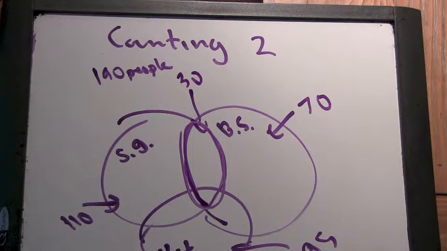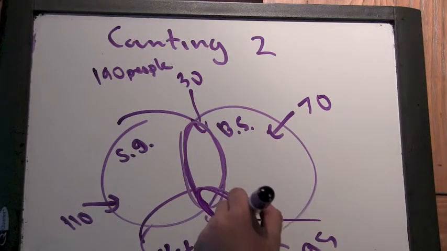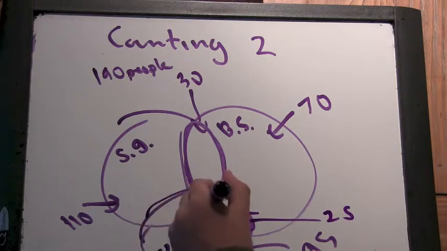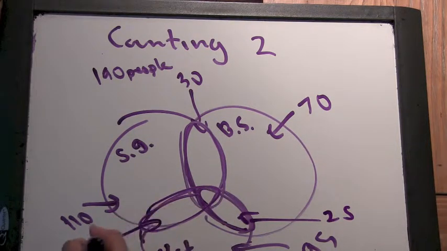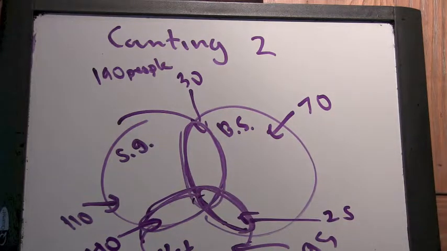25 are wearing both bathing suits and a hat, so 25 in this box. Okay. And 40 are wearing both sunglasses and a hat. How many people are wearing all three items? So in the center square, the center overlap. Yeah. So it says there's 190 people.